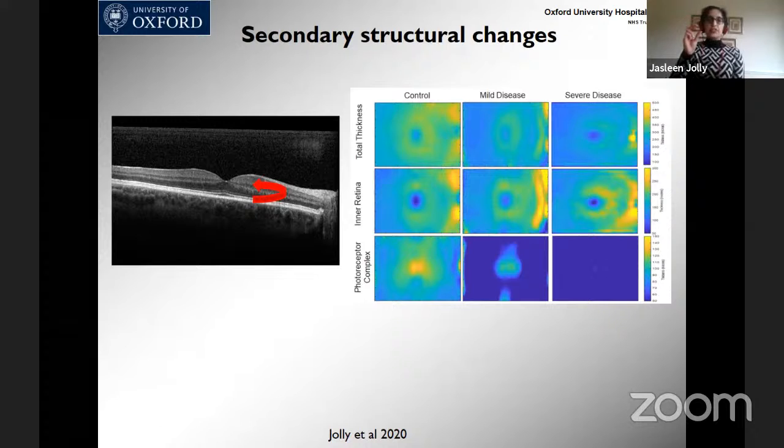So you always need to measure the thickness of the layers that you're actually interested in, and not just total thickness of the retina, because in the early stages, these two changes actually cancel each other out. And this can have implications for the function of those patients as well. And that's the next step that I'm now exploring.